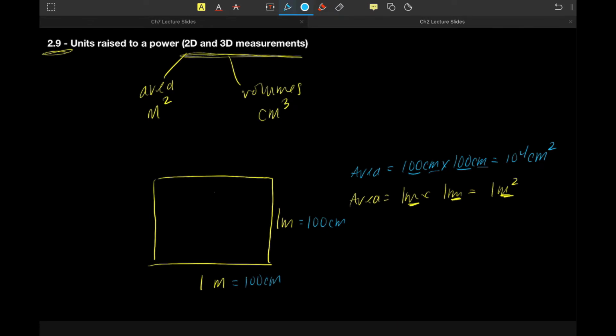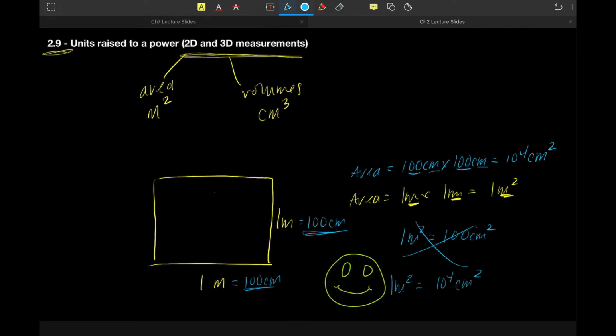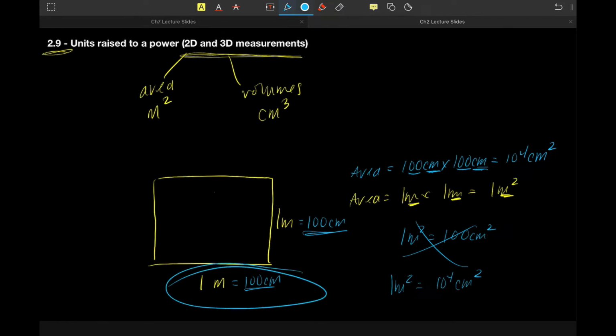So it is not true that 1 meter squared is equal to 100 centimeters squared, because that doesn't take into account the fact that we are taking these two quantities and multiplying them by each other, or squaring them. So this is not true. 1 meter squared is equal to 10 to the 4th centimeters squared, because we have to square not just the conversion, not just the unit, but the entire measurement, the entire relationship. So if we take this and square the whole thing, that's how we come up with this. Does that make sense?